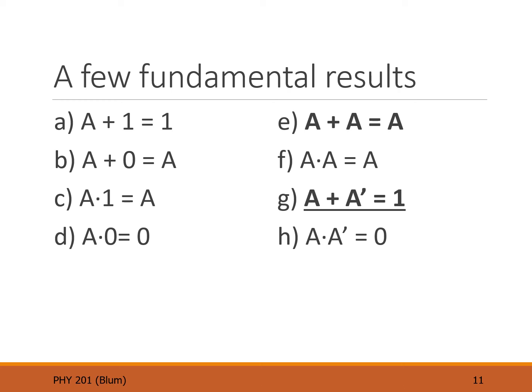G is an important one. This says A ORed with A prime is always true. So no matter whether A is true or false, I also have its prime, so I have its opposite. So either A or A prime, one of them will be true, and when I OR them, I will get a true. So that's always true. And then H is when A is ANDed with A prime. That is always false. One of them will be false.